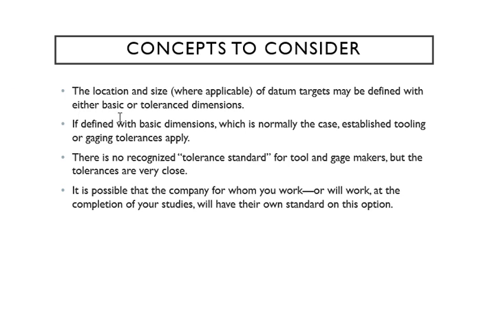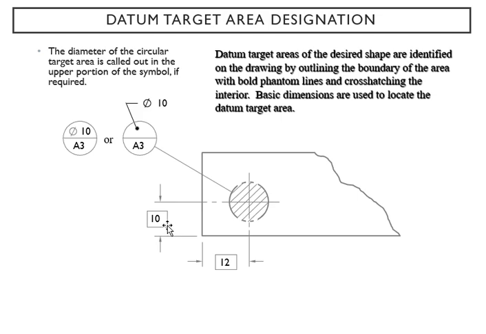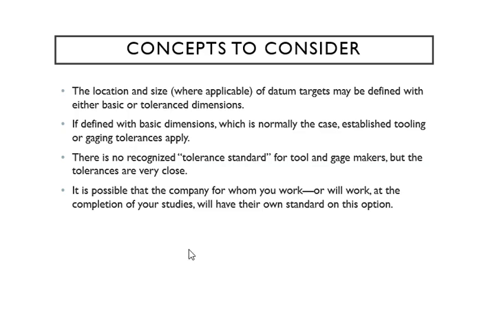Alright, now we'll go into the location and size of your datum targets. Of course, you will go from your basic or tolerance dimension, meaning if you spot the tolerance dimension, you can reach the datum target's place. In normal cases, you will use your gauge and tool tolerances to identify these datum targets. Of course, your gauge maker's tolerance is about the same as your datum target's tolerance.